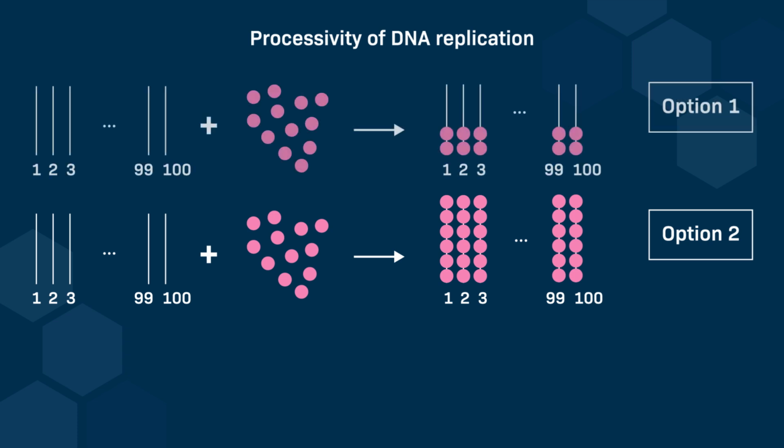The first option represents low processivity, where you handle one pearl, or nucleotide, at a time across all strings, or DNA strands. The second option, however, illustrates high processivity, where you complete each string, or DNA strand, in full before moving on to the next. This analogy helps to illustrate how processivity relates to the efficiency and speed of DNA replication in biological systems.